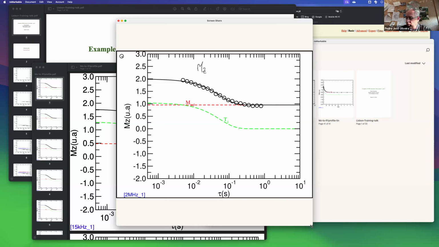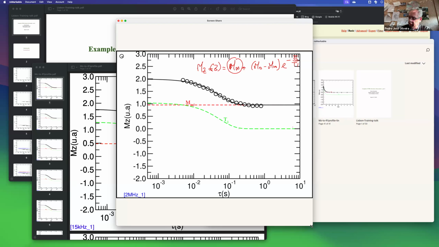So if you look carefully, this is a function of tau. So again, M infinity plus M0 minus M infinity exponential over T1. And M infinity, this is the first term of this sum, is a constant. So it looks like this straight line, dashed red line. And the second component is an exponential function that decays. So this is the green curve that you see here.